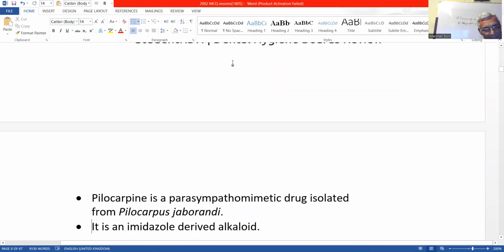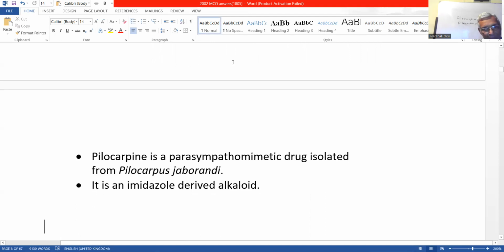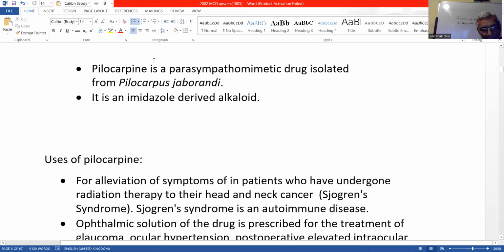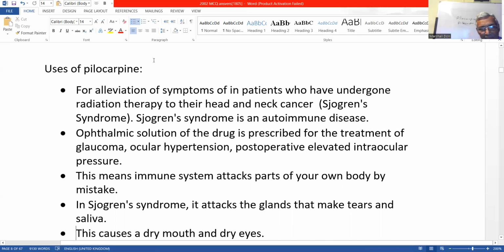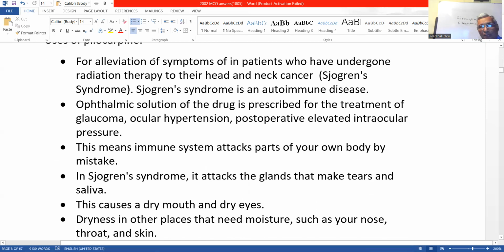It causes miosis. Pilocarpine is a parasympathomimetic drug. Parasympathomimetic means it works as the natural parasympathetic neurotransmitter, that is acetylcholine. That is the meaning of this drug. It is isolated from Pilocarpus jaborandi, that is the plant. It is an alkaloid. Uses: it is given as an eye drop.